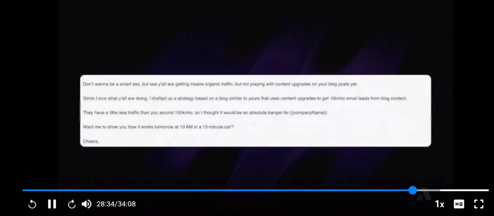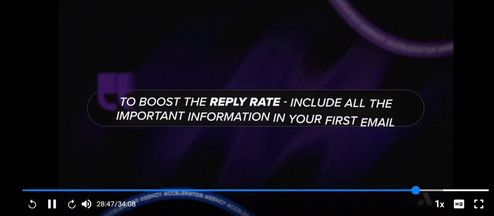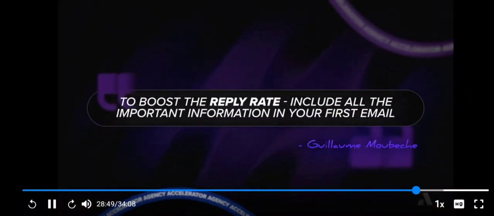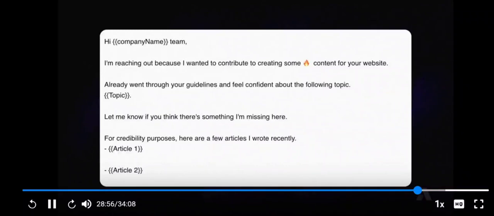For example, Tal did something similar to this, reaching out to entrepreneurs with his pitch to show them how he can boost their content efforts. He was very clear about exactly what services he offered and matched this with his clients' needs. Another way to boost your reply rate is to include all the important information in your first email. Roxana did this when reaching out to bloggers, aiming to offer guest posts and become a contributor. She eliminated back and forth emails by simply doing the work in advance, so all they have to do is respond if they are in.